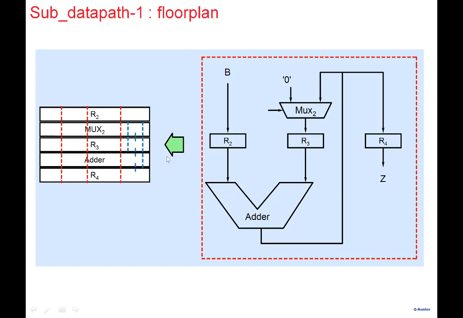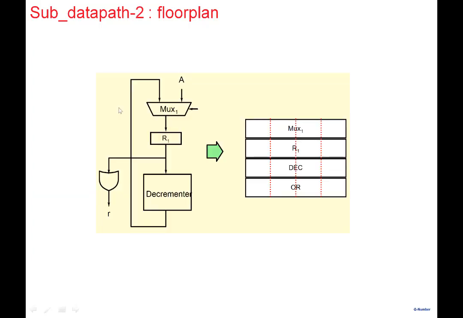All right, so we are going to carry out the layout of this particular sub-data path in this particular manner. The other part of the data path, we are going to carry out in a similar manner. The MUX, R1, decrementer, and the OR gate, it's a 4-input OR gate. So for these individual bits, ORing is to be done. We do it all in this particular manner.